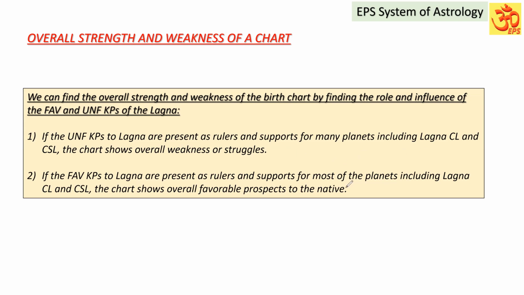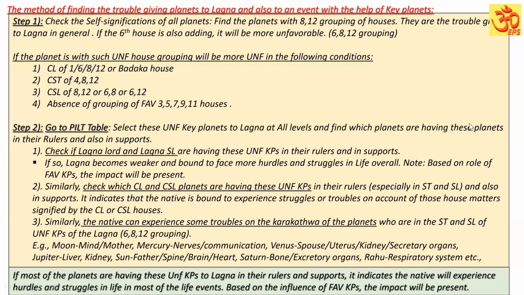These are all general points we have to keep in mind. Which are the favorable key planets and which are the unfavorable key planets, we will discuss. Next, the method of finding the trouble-giving planets to Lagna and also to an event with the help of the key planets.